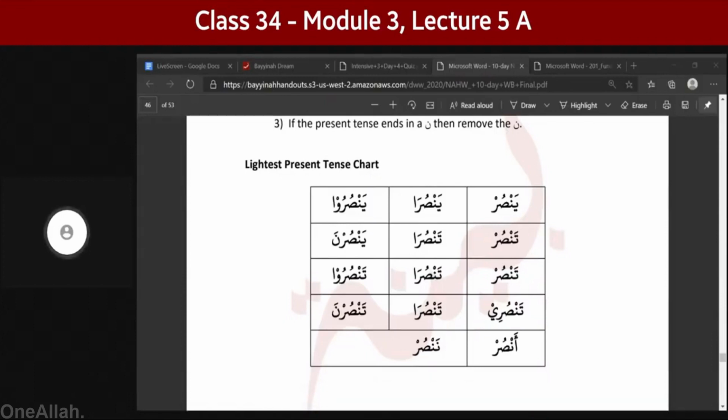صحفا مطهرة موصوف صفة. Yes, صحفا مطهرة is موصوف صفة. صحفا is a non-human plural, so it's going to be feminine singular. مطهرة is also feminine singular because it's describing صحفا.